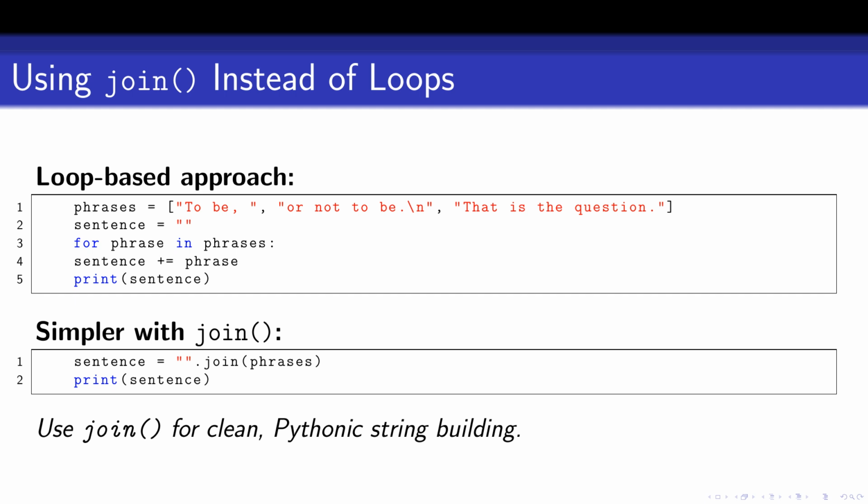This is the recommended way to build strings from lists in Python, especially when working with long lists or generating structured content like messages, CSV rows, or HTML. It produces the same output with fewer lines and less chance of error, making it the go-to method for string construction in most professional Python codebases.